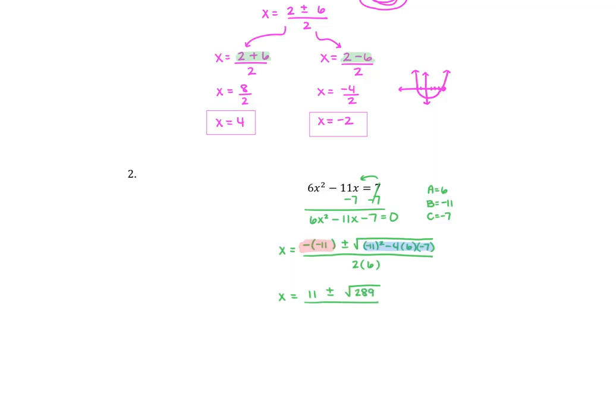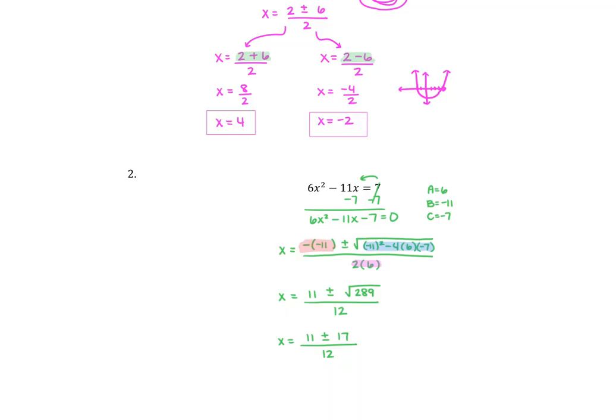Then I'm going to do my denominator of 2 times 6, and that's going to give me 12. Once I get here, I can check to see, does the square root of 289 come out nicely? Is that a perfect square? The answer is yes. If I type that in my calculator, it gives me 17. So I'm going to change that to a positive 17. Once I take the square root of 289, the radical goes away, and all I'm left with is whole values.